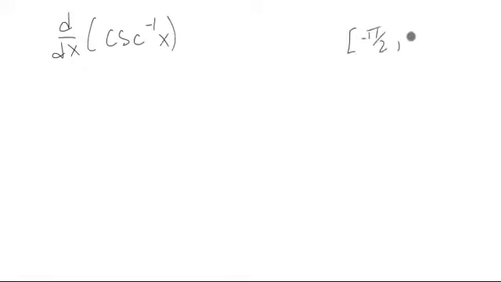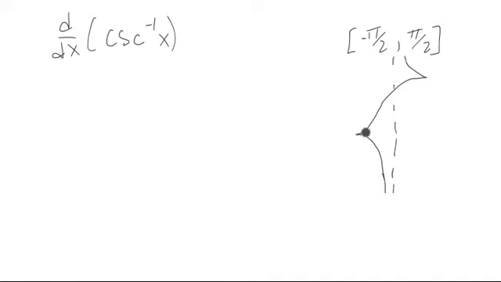Let's investigate the derivative of cosecant inverse. We restrict cosecant just the same way as we restrict sine, from negative pi halves to pi halves, maybe taking out any kind of asymptote that might occur. So sine itself looks something like this on that interval. Cosecant looks something like this.